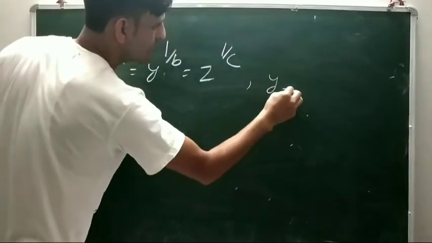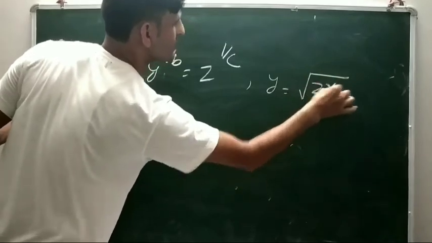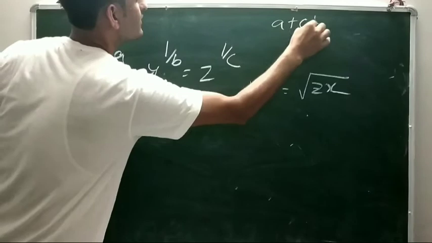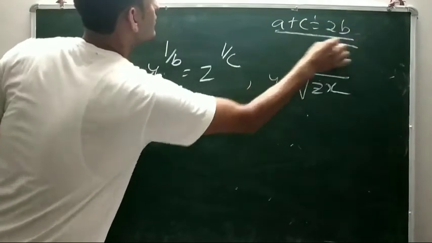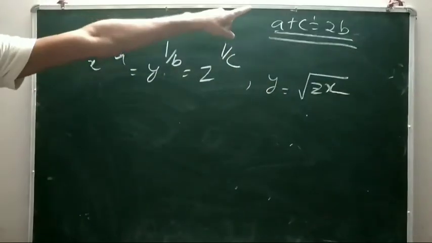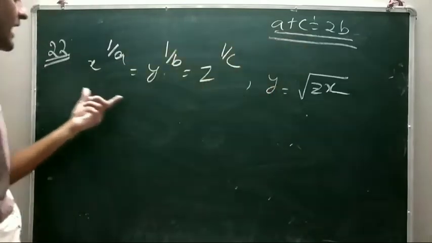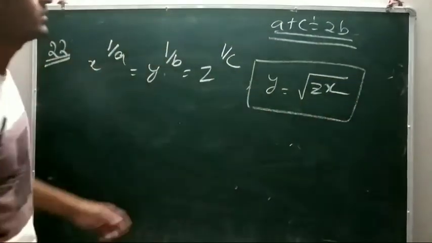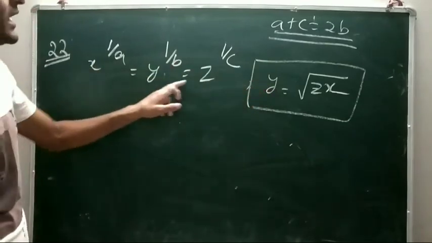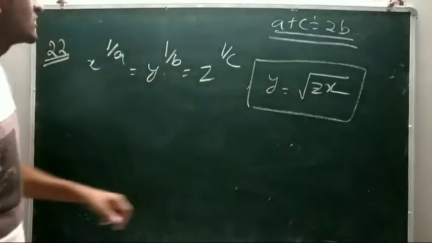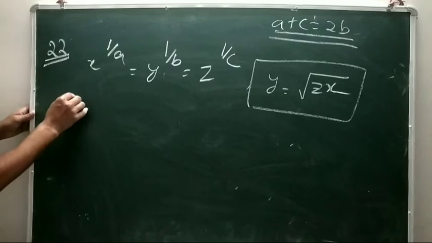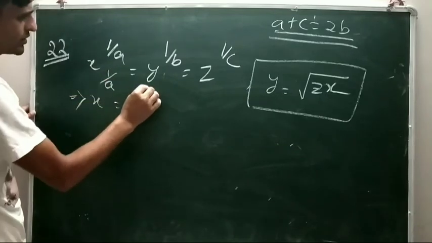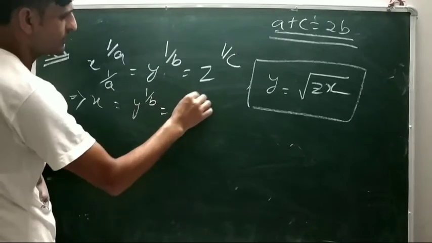And we have to prove that, some conditions are also given. Y is equal to root over zx. Okay, and we have to prove that a plus c is equal to twice b, with the help of this one. So this condition is given. So we will put the values of x, y and z there. Okay, so let's see this one. X to the power 1 by a is equal to y to the power 1 by b is equal to z to the power 1 by c.